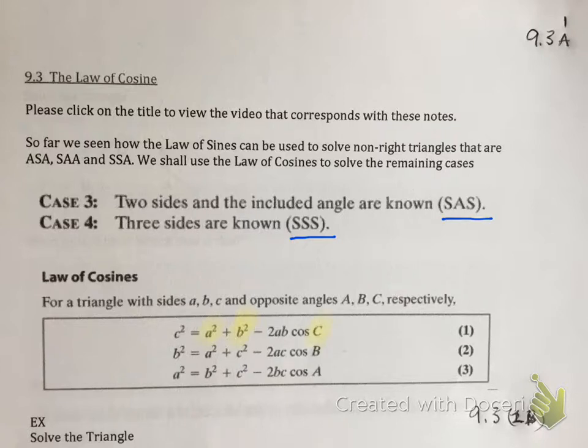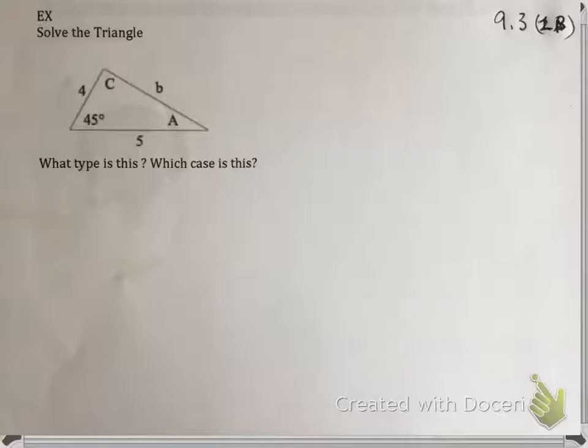Okay, for the second one, it's b squared equals a squared plus c squared minus 2ac cosine b. So that's a case where you'll know what a is, what c is, and what angle b is. And finally, a squared equals b squared plus c squared minus 2bc cosine a. You're going to know side b, side c, and angle a to use it. So let's see this in action.